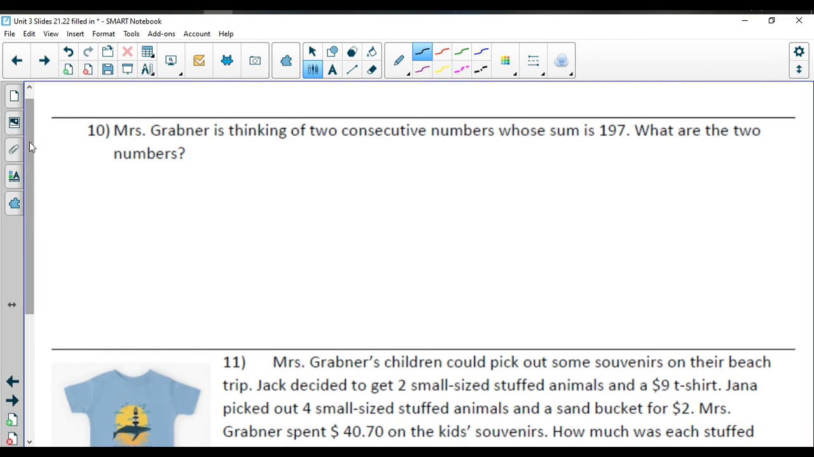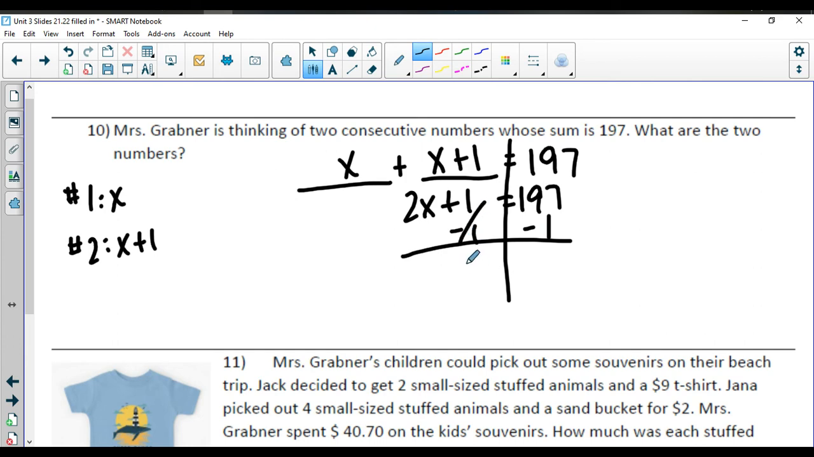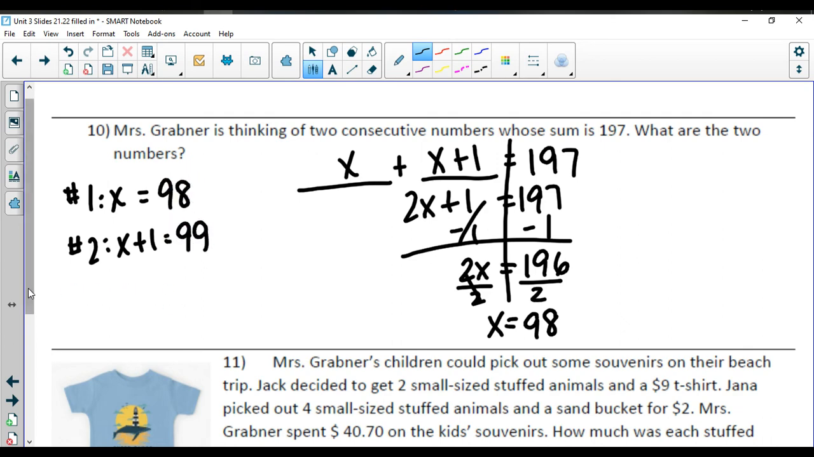Number 10, Mrs. Grabner is thinking of 2 consecutive numbers whose sum is 197. What are the 2 numbers? So if you remember, we have blank plus blank equals 197. Number 1 we just call x, and number 2, since they're consecutive, would be x plus 1. So this is going to give us 2x plus 1 equals 197. Subtracting away our 1, 2x equals 196. Divide through by 2. And we're going to get 98 here. So the two numbers are 98 and 99.